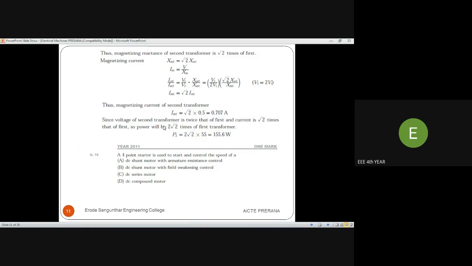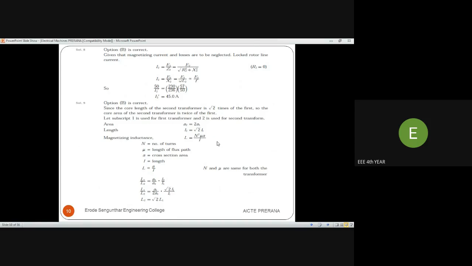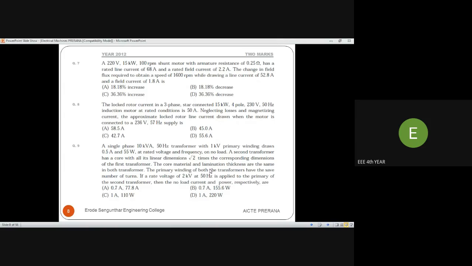Since the voltage of the second transformer is twice that of the first and the core volume is root 2 times that of the first, the power will be root 2 times, and twice that, so 2 root 2 times the first transformer. That is, power P2 equals 2 root 2 into 55 watts. We can substitute these parameters in this equation and get 155.6 watts. Option B is the correct answer.